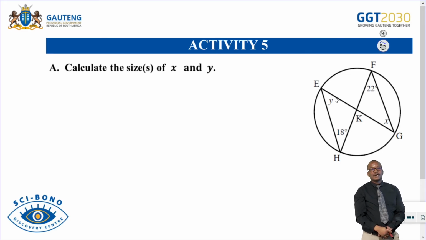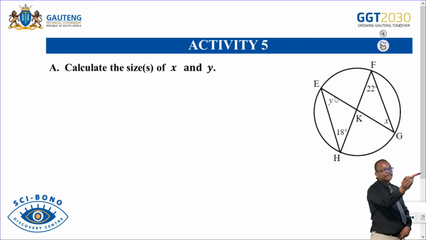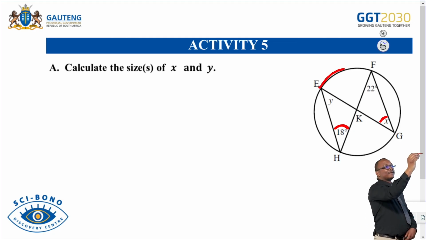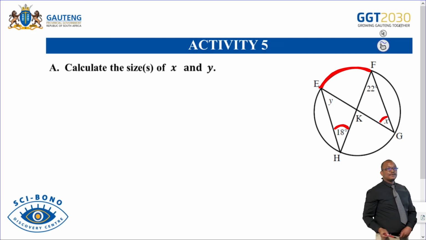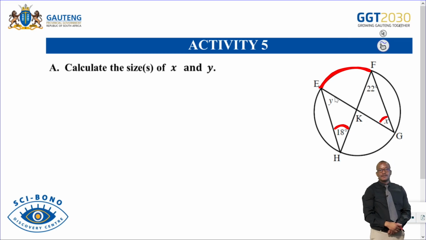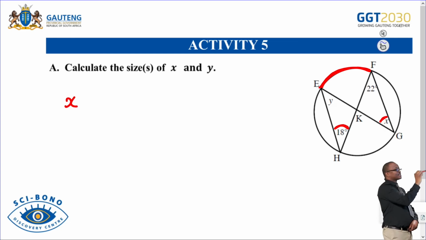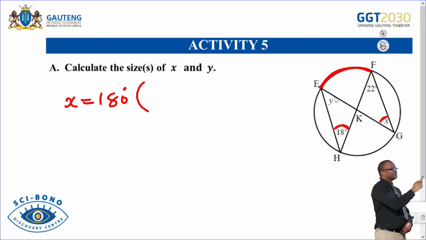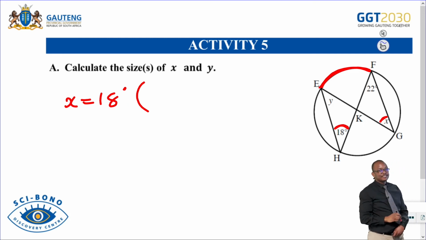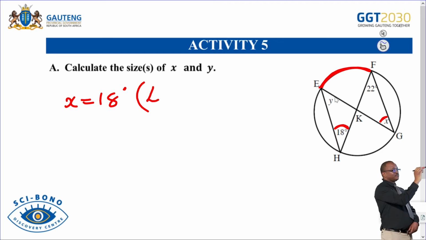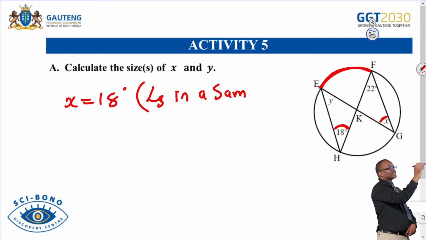theorem. So now, you know that this angle here will be equal to that angle there, subtended by the same arc EF. Then we're going to say x is equal to 18 degrees, not 180, 18 degrees. The reason will be angles in the same segment.